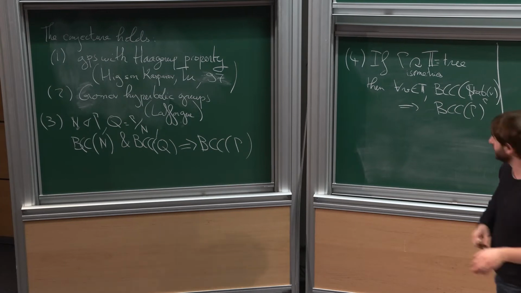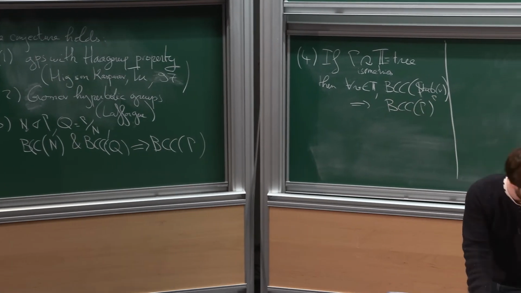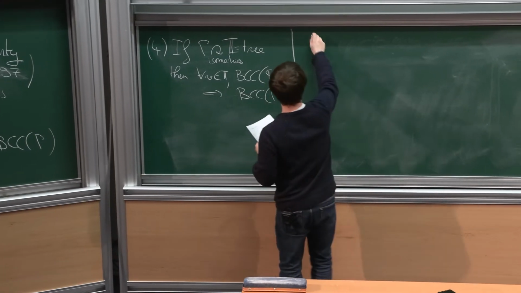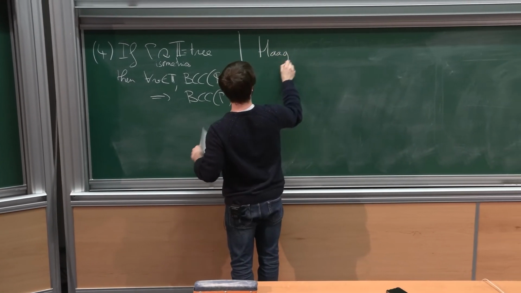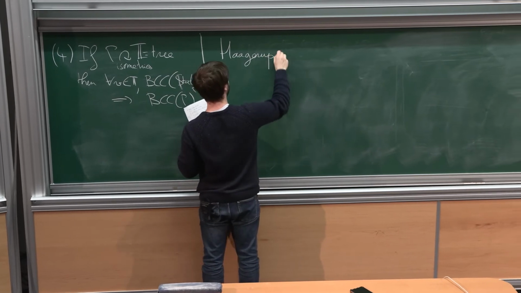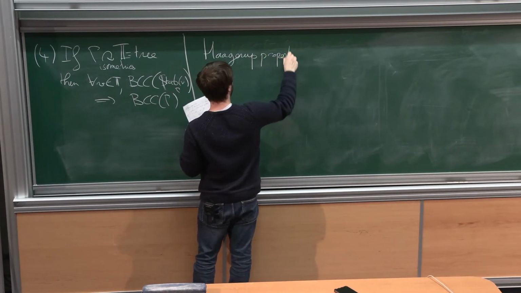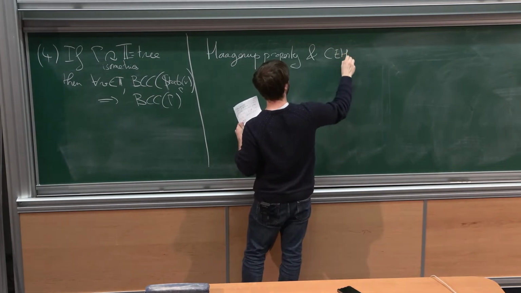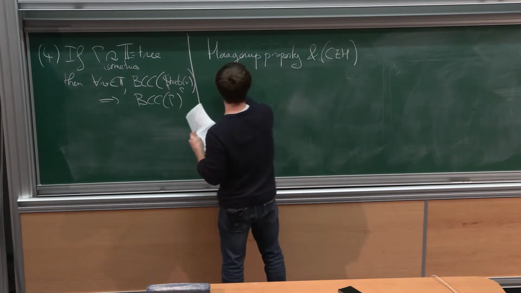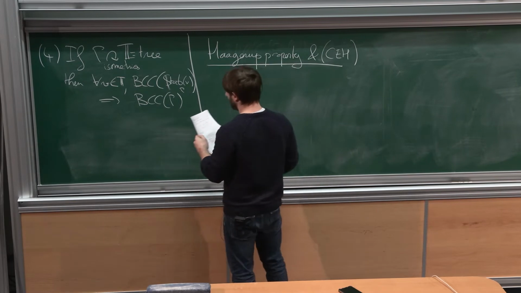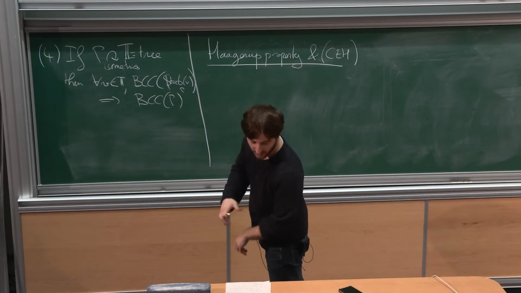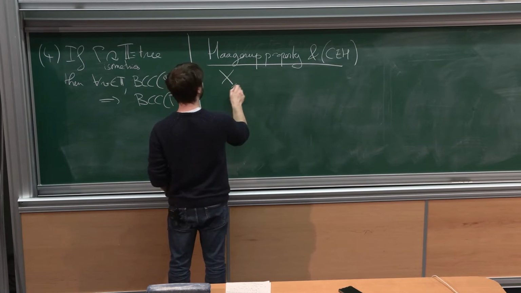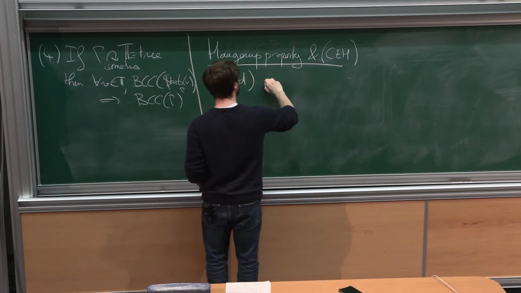So I want to recall a little bit of things about the H-group property, and coarse embeddings into Hilbert spaces, which I will denote by CEH. Let me remind you what a coarse embedding is. Here I will always be interested in a metric space.